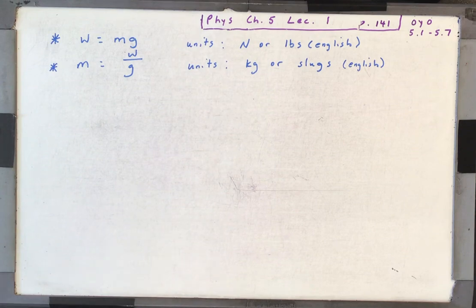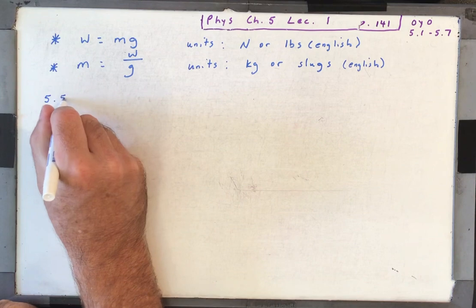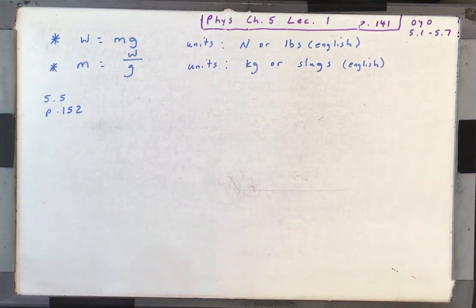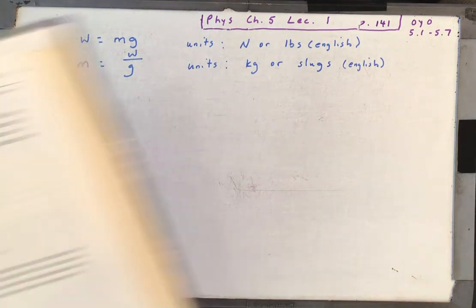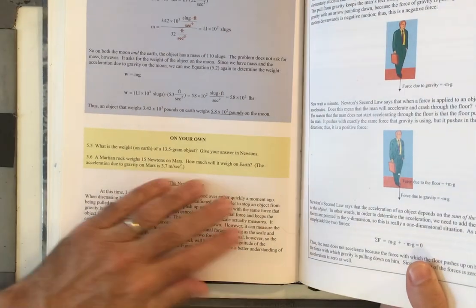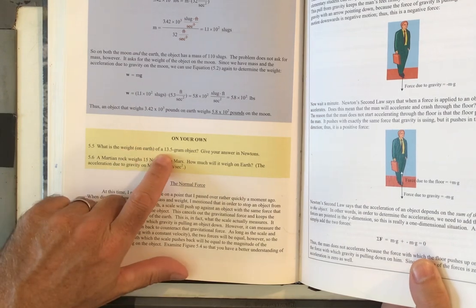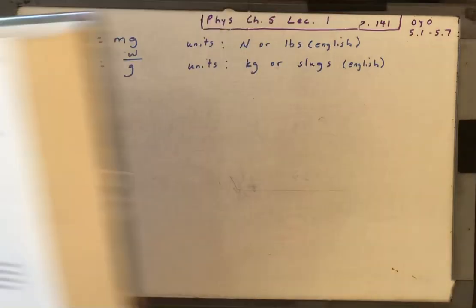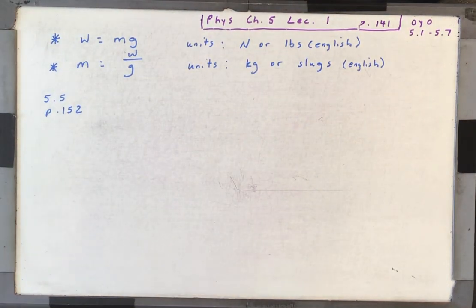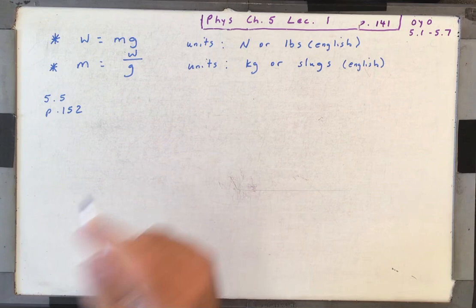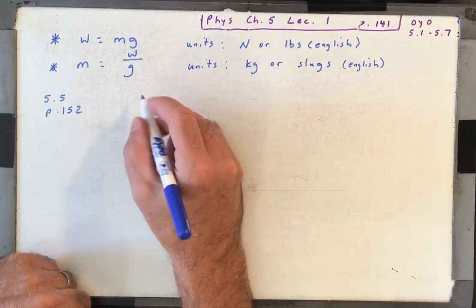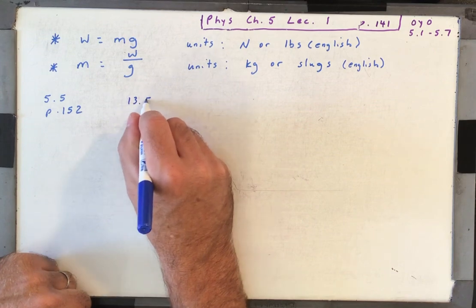So you'll need to flip over to page 152. It says, what is the weight of a 13.5 gram object? We need to give our answer in newtons. Okay, well first we need to change 13.5 grams to kilograms. So I'm not going to go through the factor label method here. I just want you to kind of know 13.5 grams.